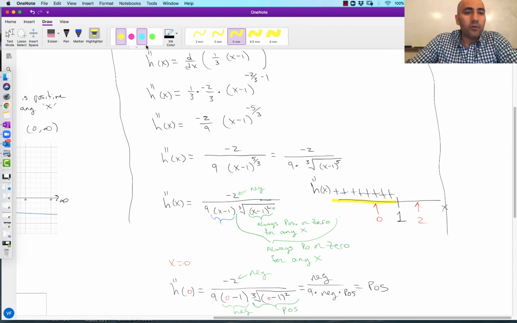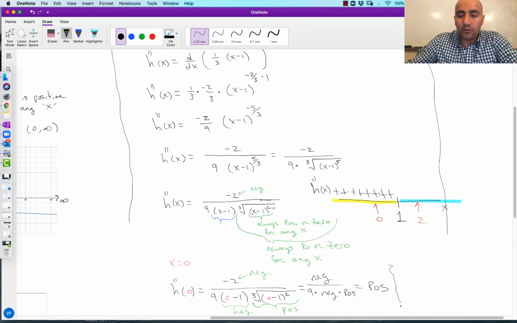Good. Now we've got to take a test point from the other side of 1 over there. Why not 2? 2 is a nice value. And remember, I don't really care what the value is going to be. I just want to know if it's positive or negative there. So following the same formula, the double prime is going to be some sort of fraction with a negative 2 in the numerator, a 9, and then blank minus 1 times the cube root of blank minus 1 squared.